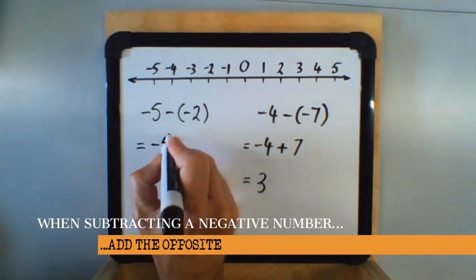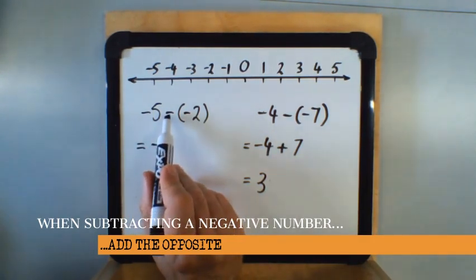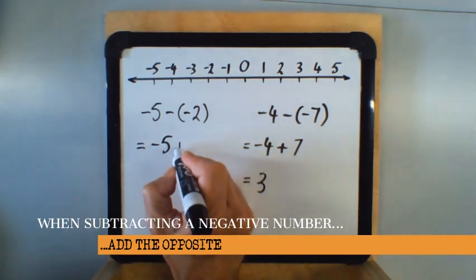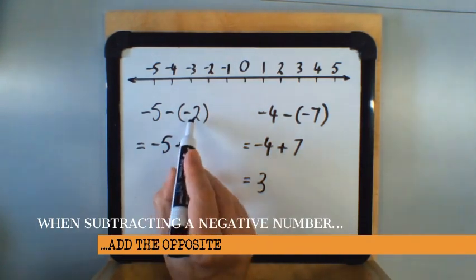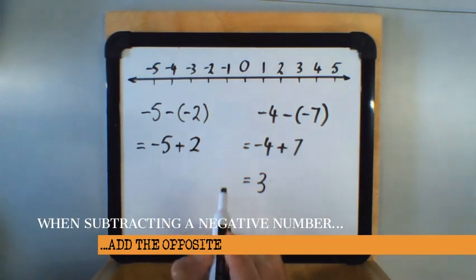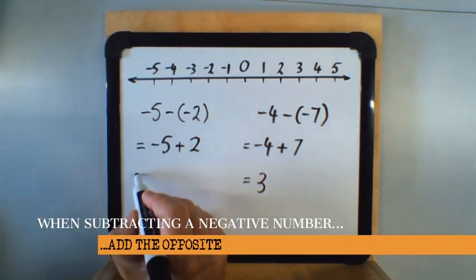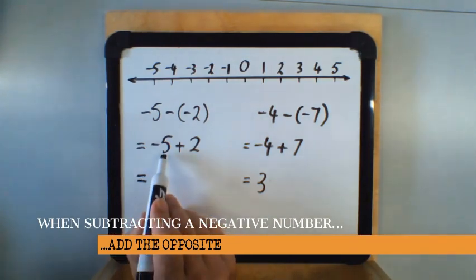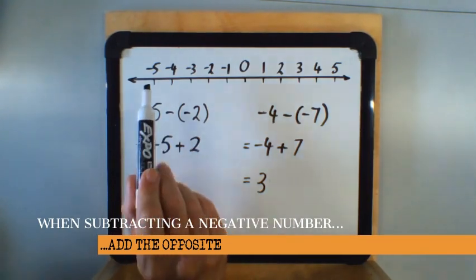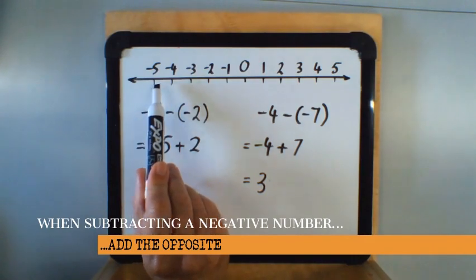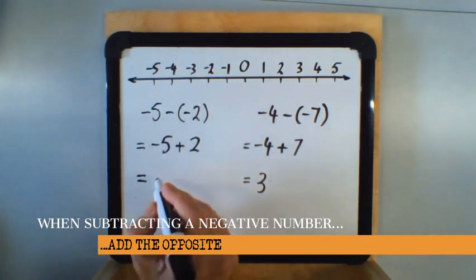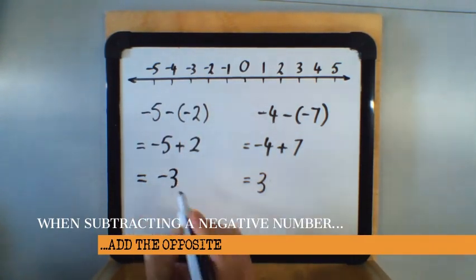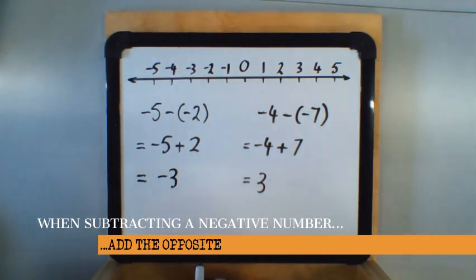So minus 5, I'm subtracting a negative, so I will add the opposite. Starting from minus 5 and adding 2. I start from minus 5 and I go up 2 and end up with minus 3. When I subtract a negative, I add the opposite.